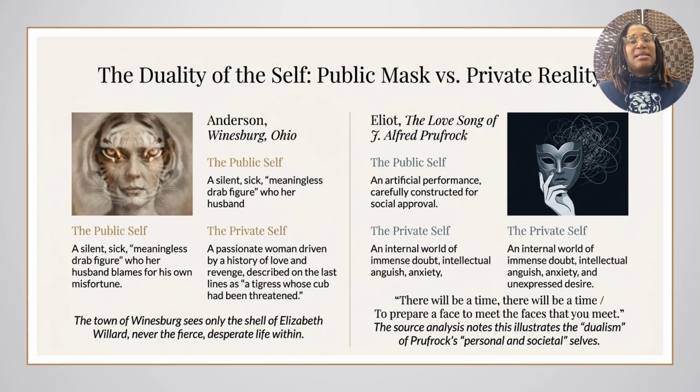The more carefully he constructs his outward mask, the more trapped he becomes inside the private turmoil it is meant to hide. As you read both texts, track the cost of this split. Ask who benefits from the public mask, who is harmed by it, and what the private self reveals that the social world refuses to recognize.